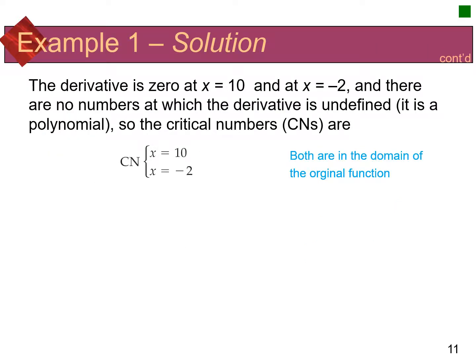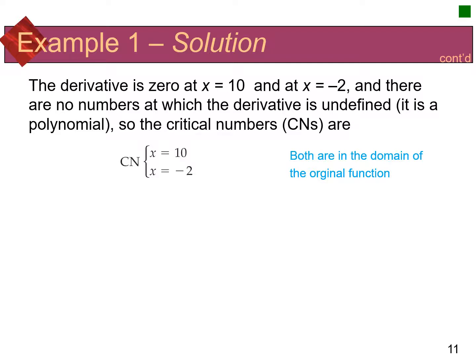They're in the domain of the original function because the domain for the original function is all real numbers. Sometimes you might be given a function with a predefined domain, where you'll just want to graph it on an interval. If that's the case, then you would throw out anything that falls outside that interval because it doesn't matter for that.